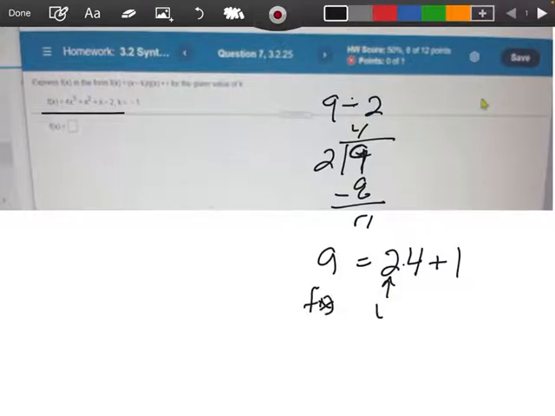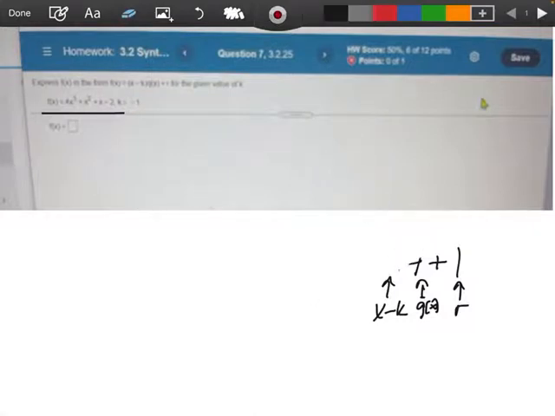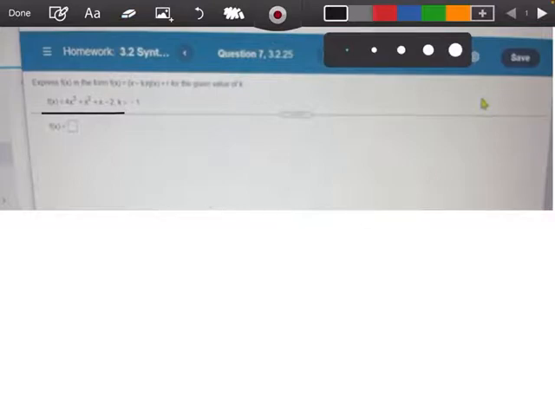This is going to be like my f of x. This 2 right here is going to be like my x minus k. This 4 here is going to be my q of x. And the 1 is our remainder, okay? So that's kind of what we're going to do here, okay? I just wanted to roughly explain the idea and what it is we're trying to do. So let me clean up this mess first, and let's get to our particular problem.